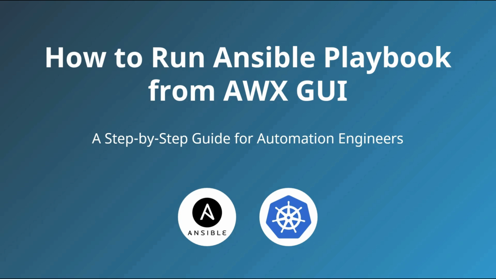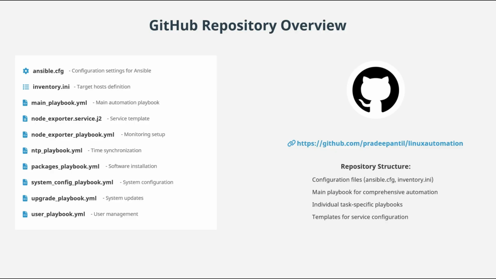Ansible AWX is the upstream project for Red Hat Ansible Automation Platform. It brings enterprise-grade automation capabilities right to your fingertips. Before we jump into AWX, let's take a quick look at the Ansible project we will be working with today.